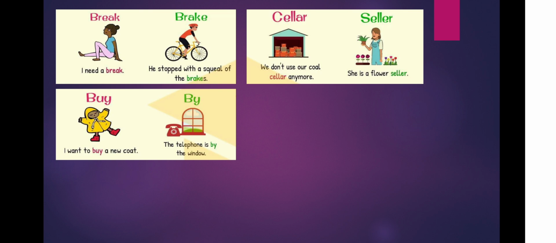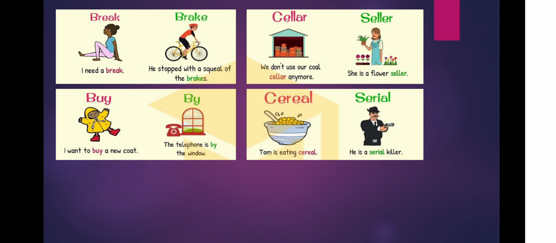Buy and by. I want to buy a new coat, which means to obtain something or purchase something, right? It's called buying or buy. So next, the other word is by, indicating and meaning achieving something or actions, we can say the telephone is by the window, right? So here is the buy and by.